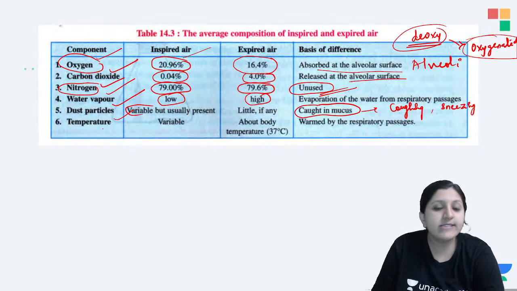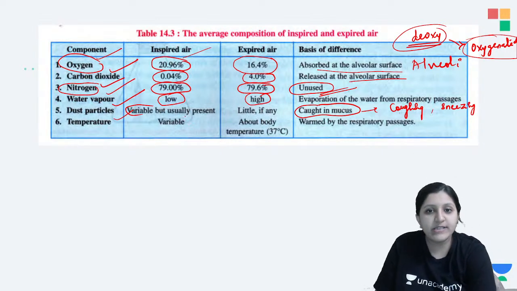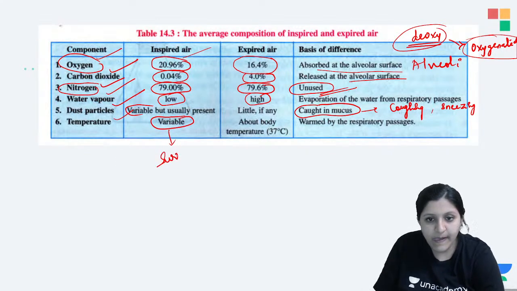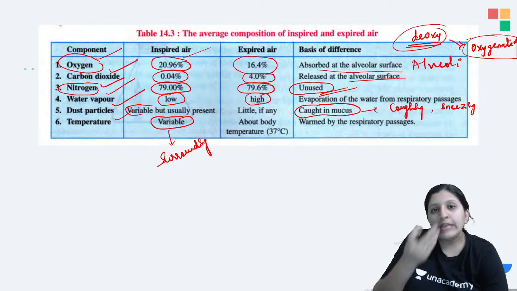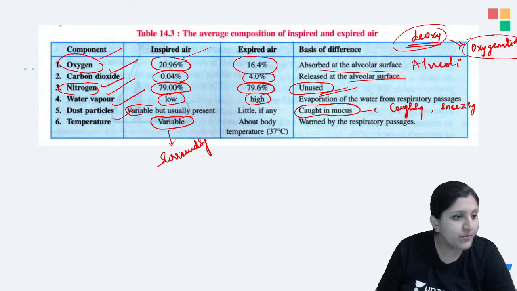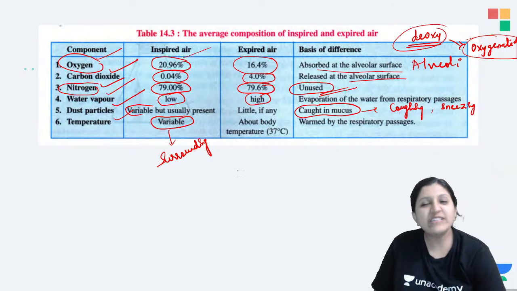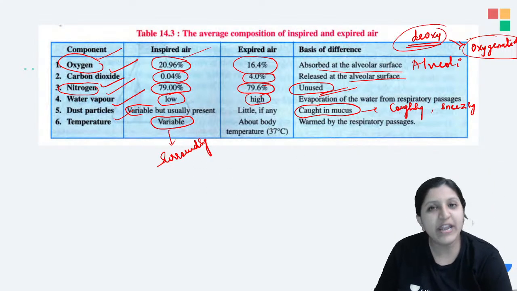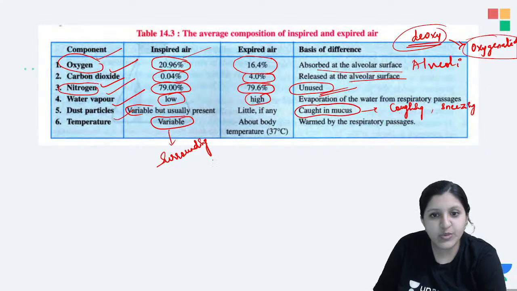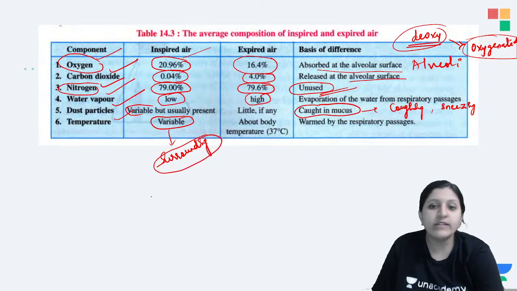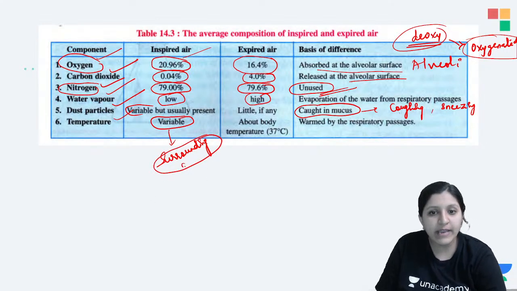Alright, so next is temperature. Temperature is again variable, and it depends on the surrounding temperature. Okay, so if the surrounding temperature is too hot, then the inhaled air will also be hot. So this one depends on the surrounding atmosphere.